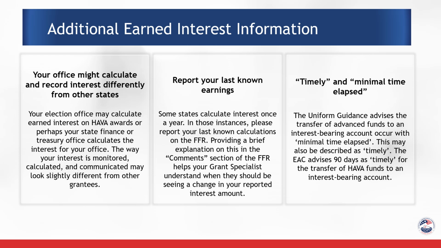To some other earned interest information that may help you. Your election office may calculate earned interest on HAVA awards, or maybe your state finance or treasury office is doing the calculation for your office. The way your interest is monitored, calculated, and communicated can look slightly different from other grantees, and that's okay. Report your last known earnings when necessary. So some states calculate interest once a year. In those instances, please simply report your last known calculation on the FFR.